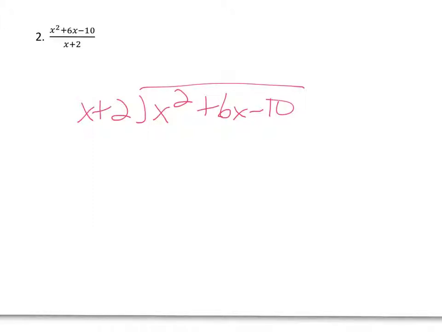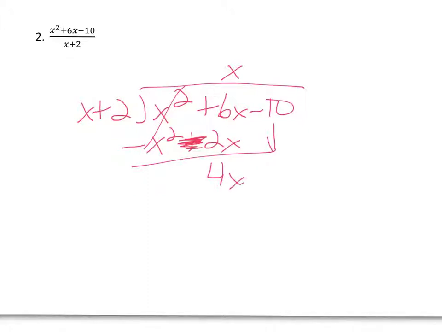Okay? So for the first one, we have to figure out what we're going to multiply x plus 2 by to be able to subtract off the x squared. So we'll multiply by x. Do x times x plus 2, which is x squared plus 2x. Now remember that you're subtracting at this point, so you might want to change the sign like I usually do. The x squared should always go away. Now we've got 6x minus 2x gives us 4x, and you carry down the next term, so the minus 10.